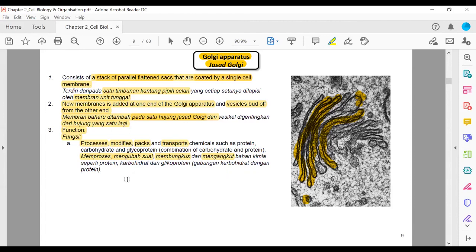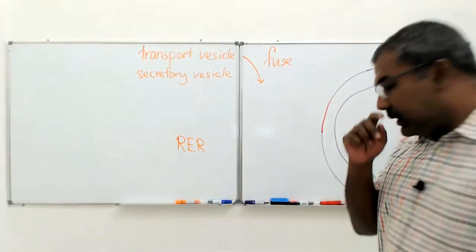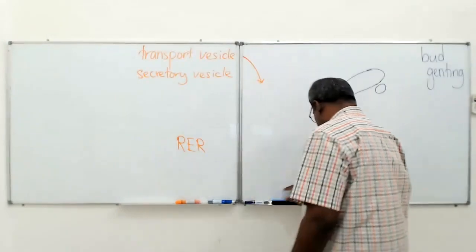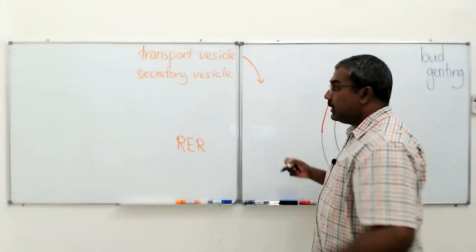Processes. I have to explain this a bit. Okay. All right. Let me explain to you how this occurs. Okay, dia macam ni. Let me explain that.